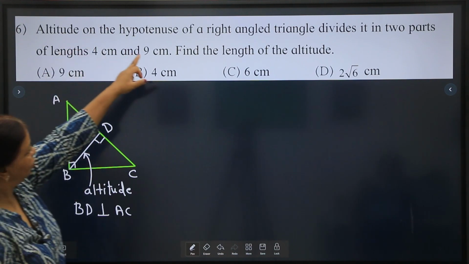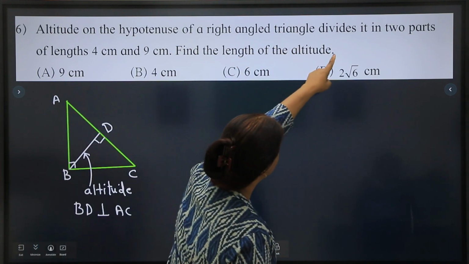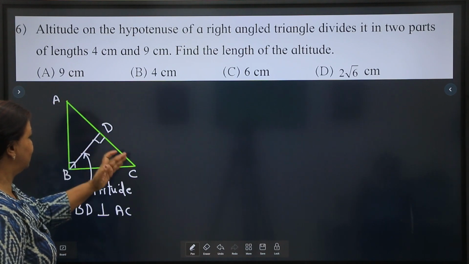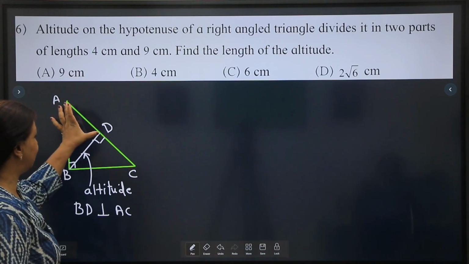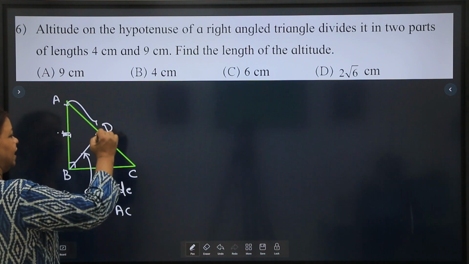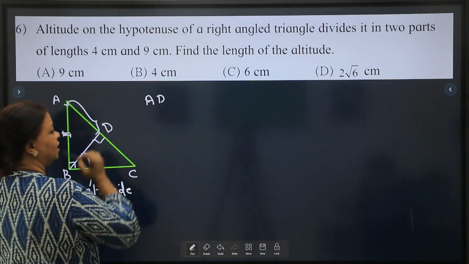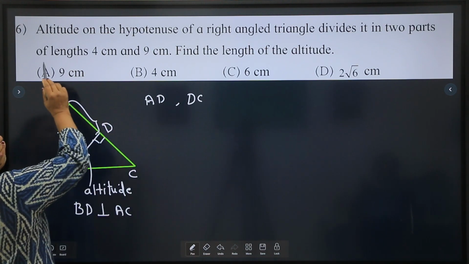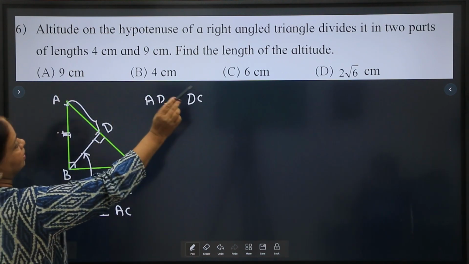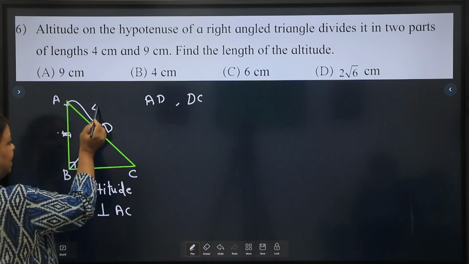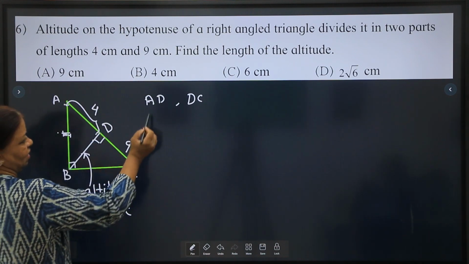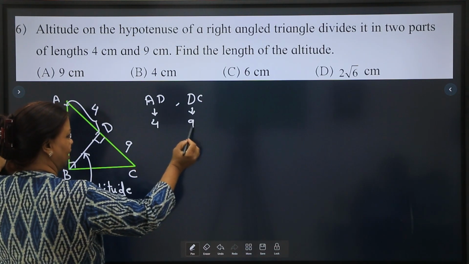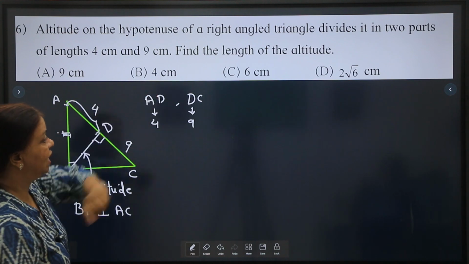Altitude on the hypotenuse of the right angle triangle divides it in two parts. See, this altitude is dividing this right angle hypotenuse into two parts. One part is AD, and another part is DC. So two parts are there, and their lengths are given as 4 and 9 centimeters. Suppose AD is 4 and DC is 9. Okay. So we have to find the length of the altitude.